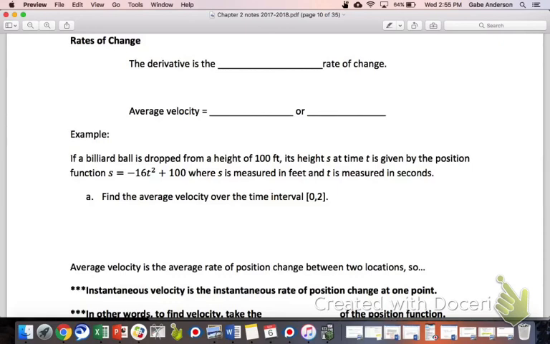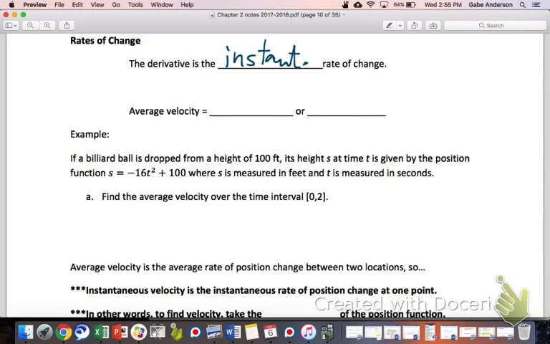We really haven't talked about this rates of change thing yet, so let's talk about that really quick. The derivative is the instantaneous rate of change, or you could say the rate of change at one point in time.